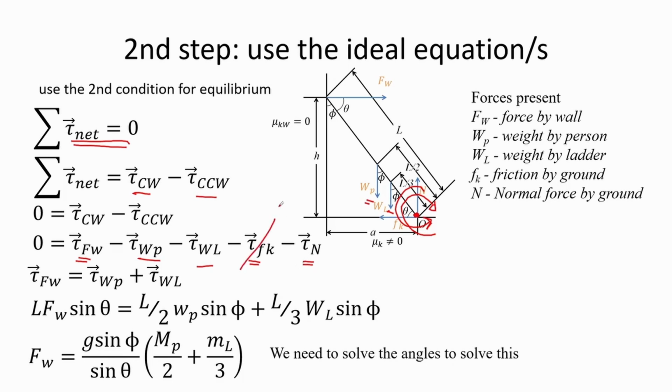they both do not cause rotation, so their torques are both 0. So we see that the equation is simplified further and we rearrange it to obtain an expression for the force exerted by the wall. We see that we need to solve the sine of the angles to get the value of the force.